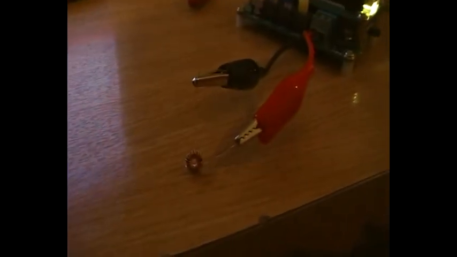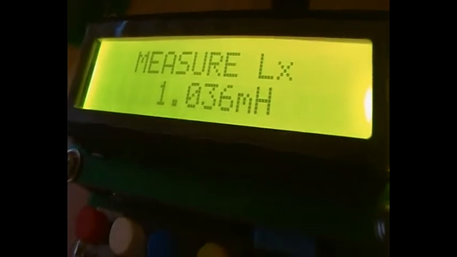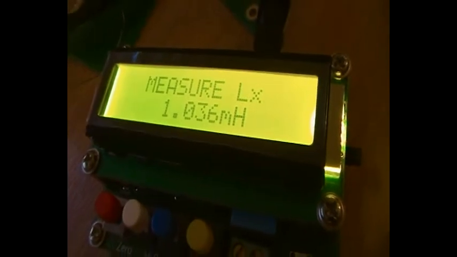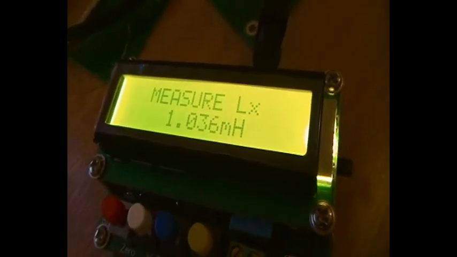So as far as pretty much all cores go, for getting the most microhenries or millihenries, this value of core is very efficient. So in this case, I've got 28 turns on this core, and that's measuring 1 millihenry. So I started out with this core, and I thought, well, I'll just wind it up to about a millihenry.